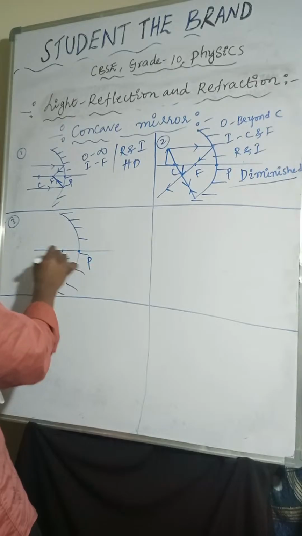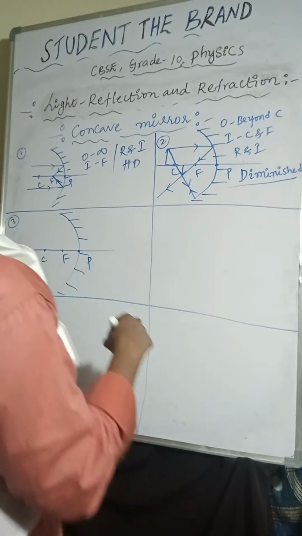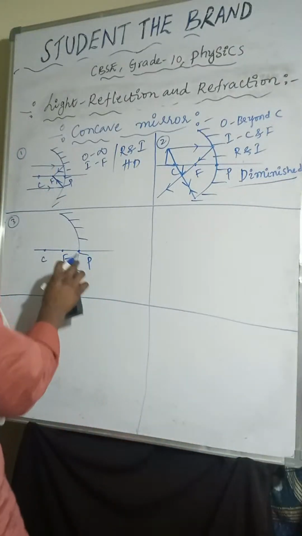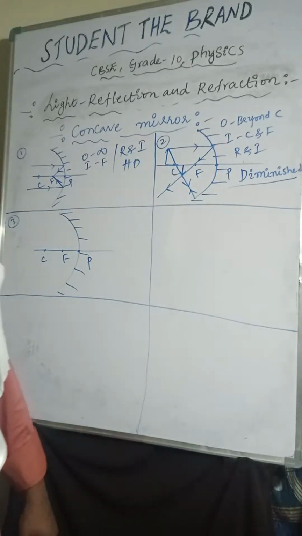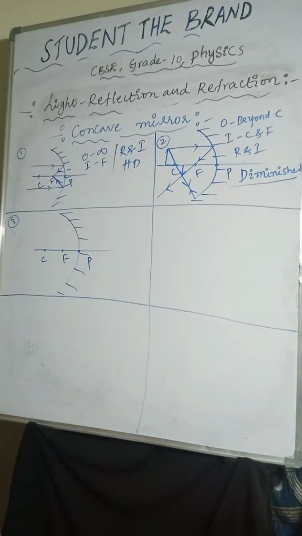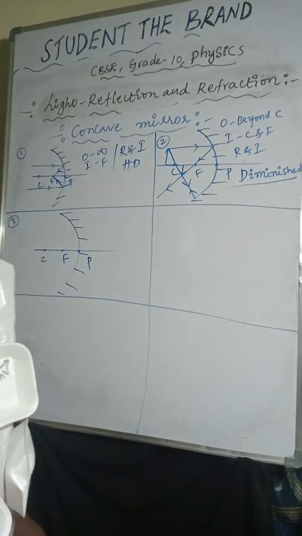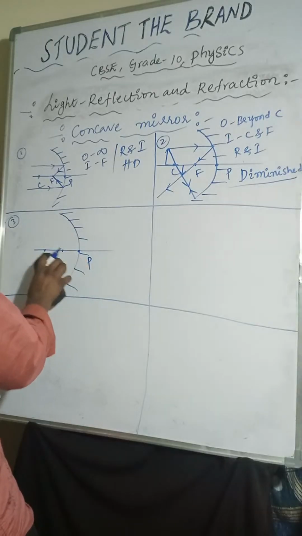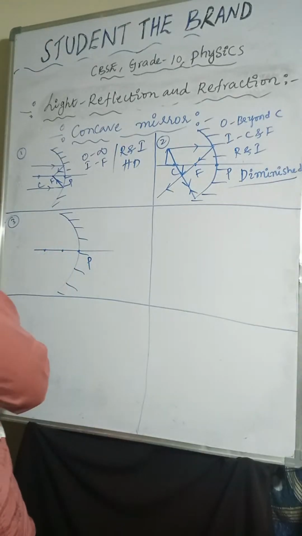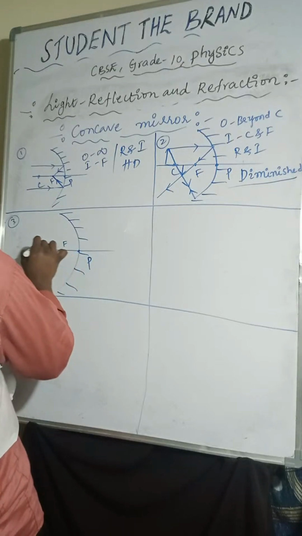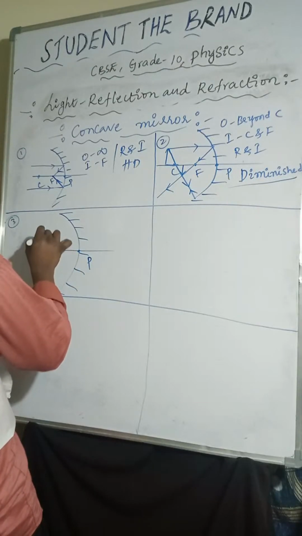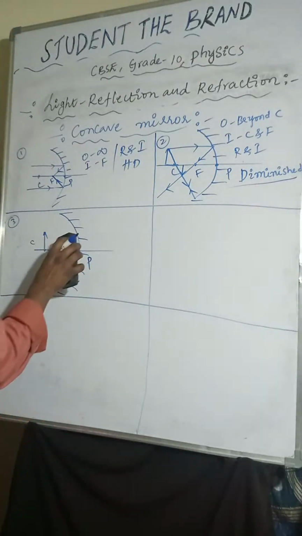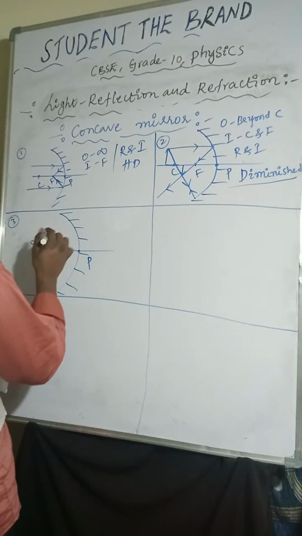Pole, focus, and center of curvature. Object is placed at the center of curvature. How many light rays are required to form the image of the object? Minimum 2 light rays are required to form the image of the object.